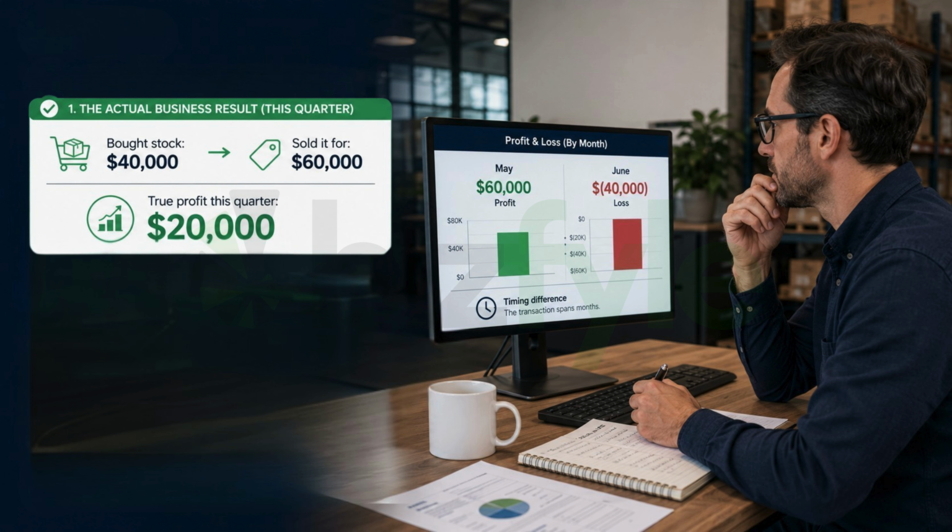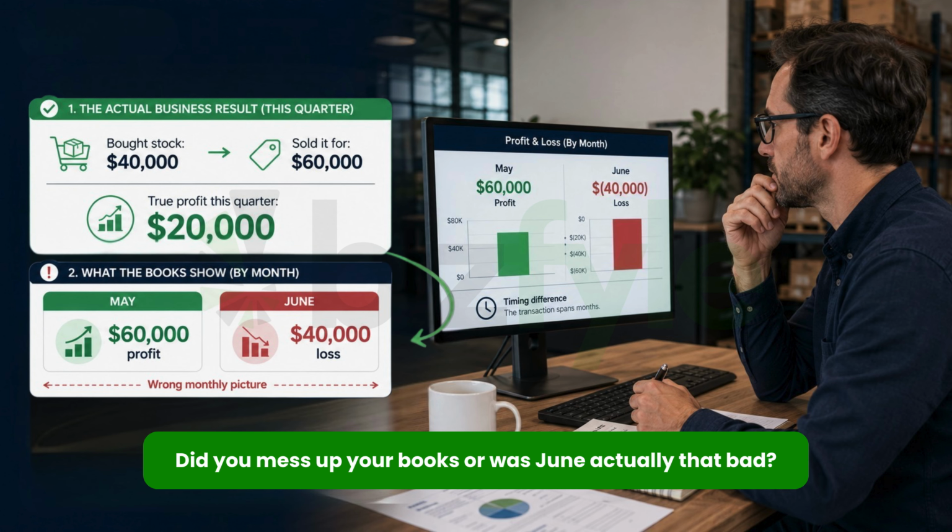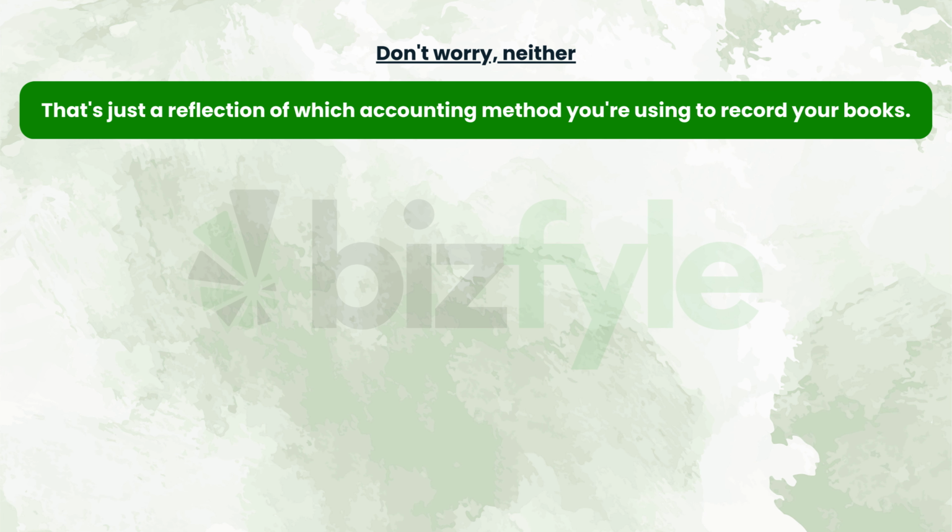Your business bought stock worth $40,000, sold it for $60,000, a clean $20,000 profit this quarter. But your books show a $60,000 profit in May and a $40,000 loss in June. Same business, same numbers. So did you mess up your books, or was June actually that bad? Don't worry, neither. That's just a reflection of which accounting method you're using to record your books.